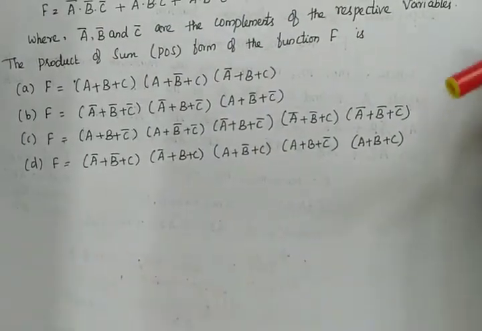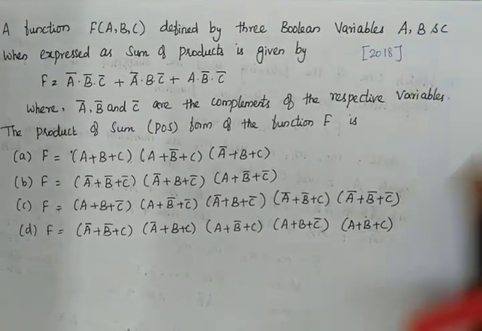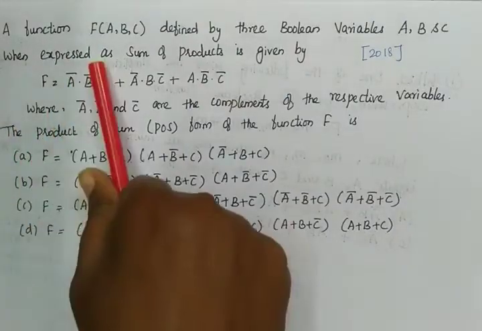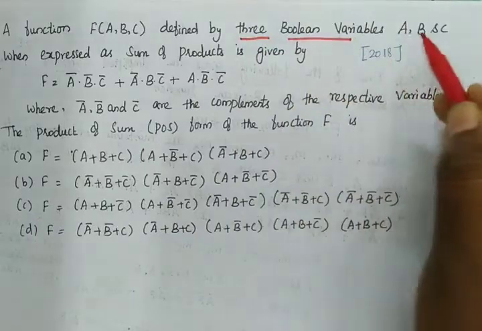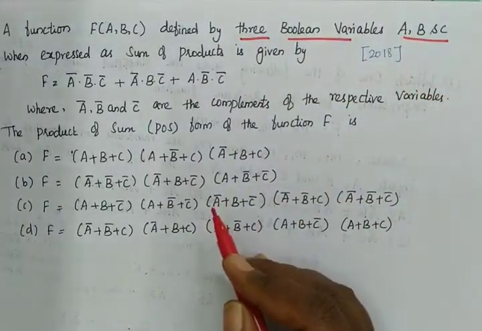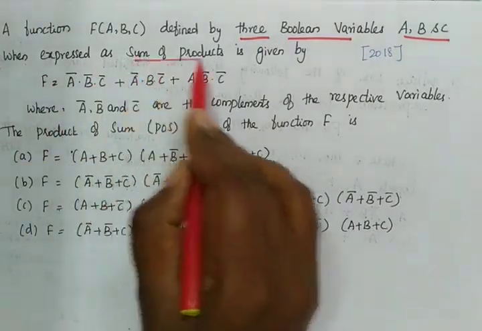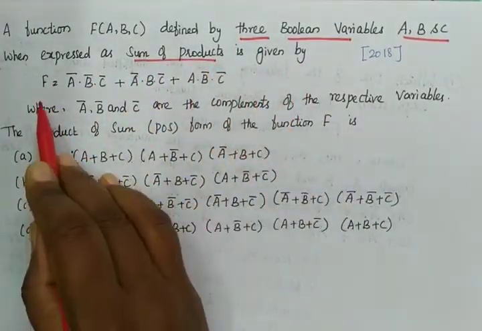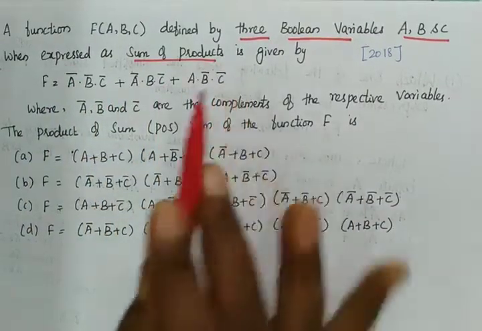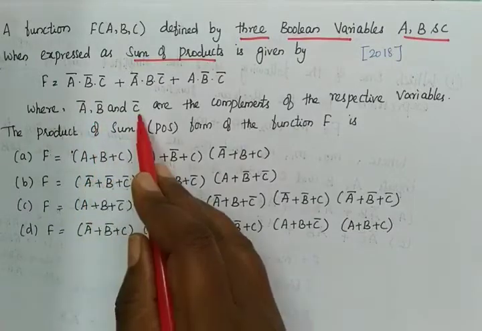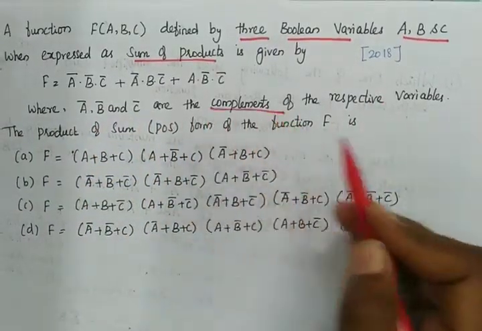This is the second problem. Now let us see this. A function f of ABC is defined by 3 Boolean variables A, B, C. So we have f of ABC. When expressed as sum of products, that is SOP or min term, it is given by f is equal to A bar B bar C bar plus A bar B C bar plus A B bar C bar, where this A bar B bar C bar are the complements of the respective variables.